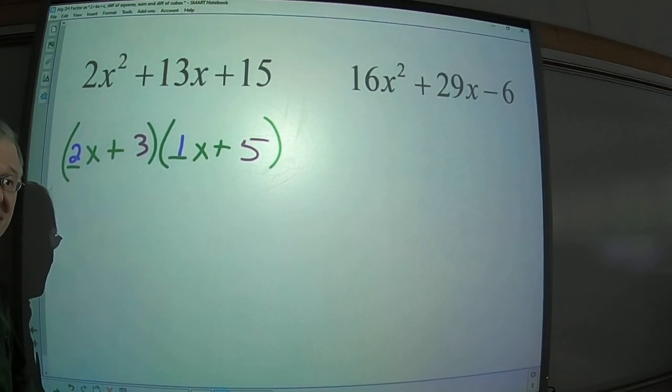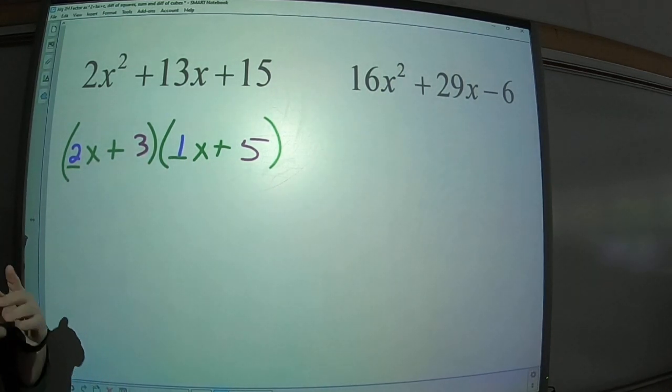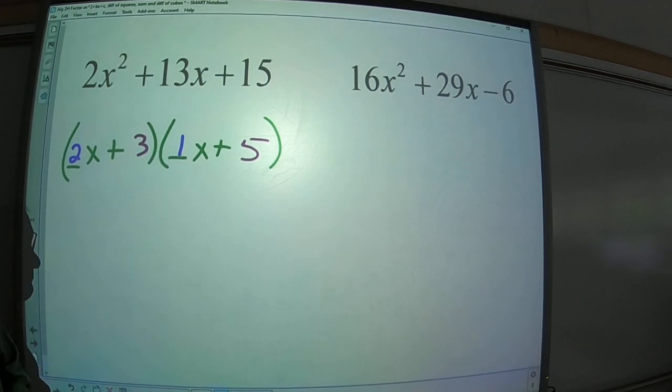And that's how I'm gonna read the answers. 2x plus 3, 1x plus 5. You don't have to read the parentheses, you don't have to say times. We know that's what's going on there when we read off these answers.